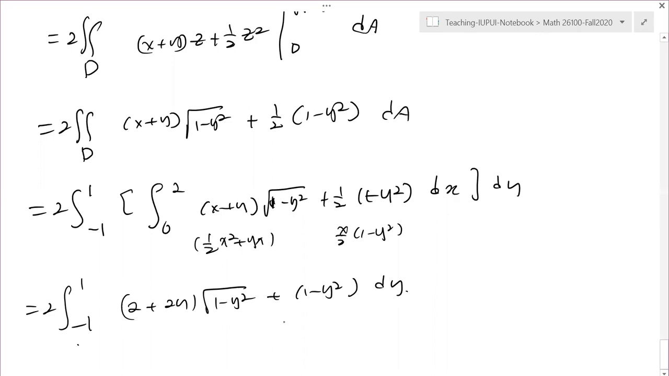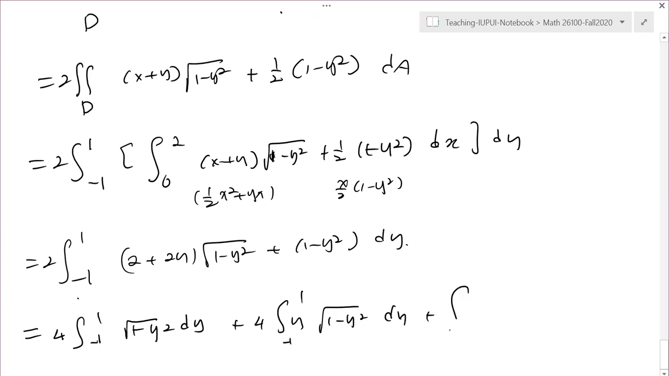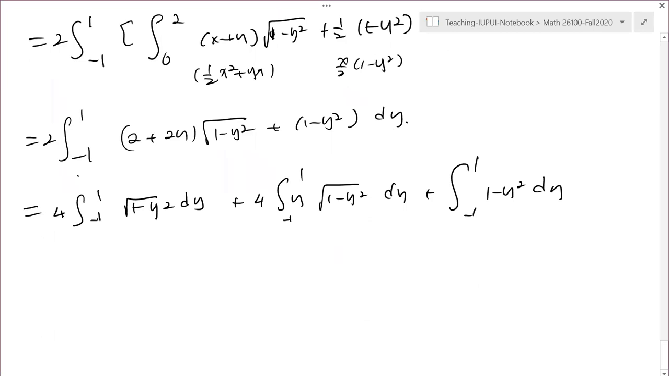That's it. Now, so how do we do this? Next step. Okay, we have 3 integrals here. We separate, okay? So one is 4, right? The second is 4 times y. The third one, from negative 1 to 1, is 1 minus y squared dy, okay? I think the second one is going to be 0. You don't need to waste time to do that because it's an odd function.